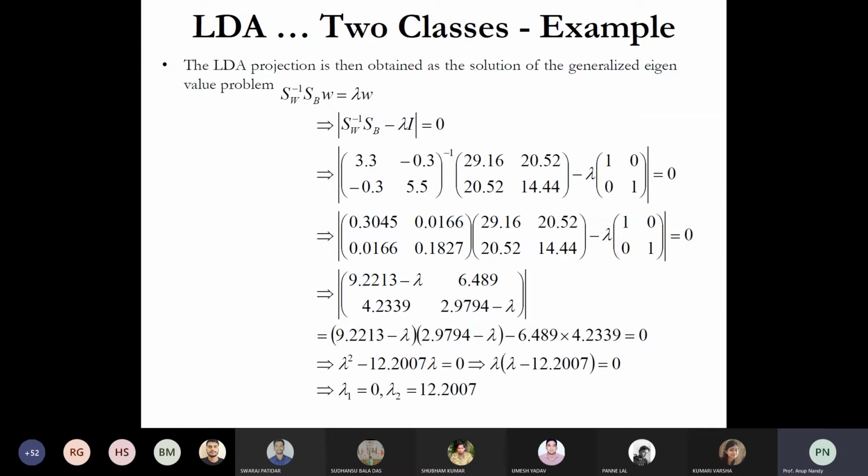Okay, so everything you have, you have to represent it in an eigenvalue problem. Now you have to do the eigen decomposition. In the same way, you have to take the determinant of these things, and you have to follow it. Then we are going to end up with lambda 1 equal to 0 and lambda 2 equal to 12.2007. Okay, so now you have found them.